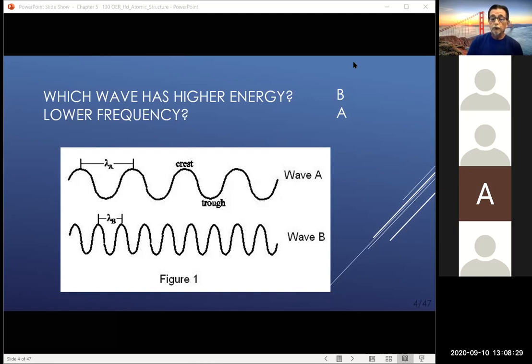The top one. So B would have the higher energy, the shorter wavelength, and the higher frequency. The converse, the opposite, would be true for wavelength A.